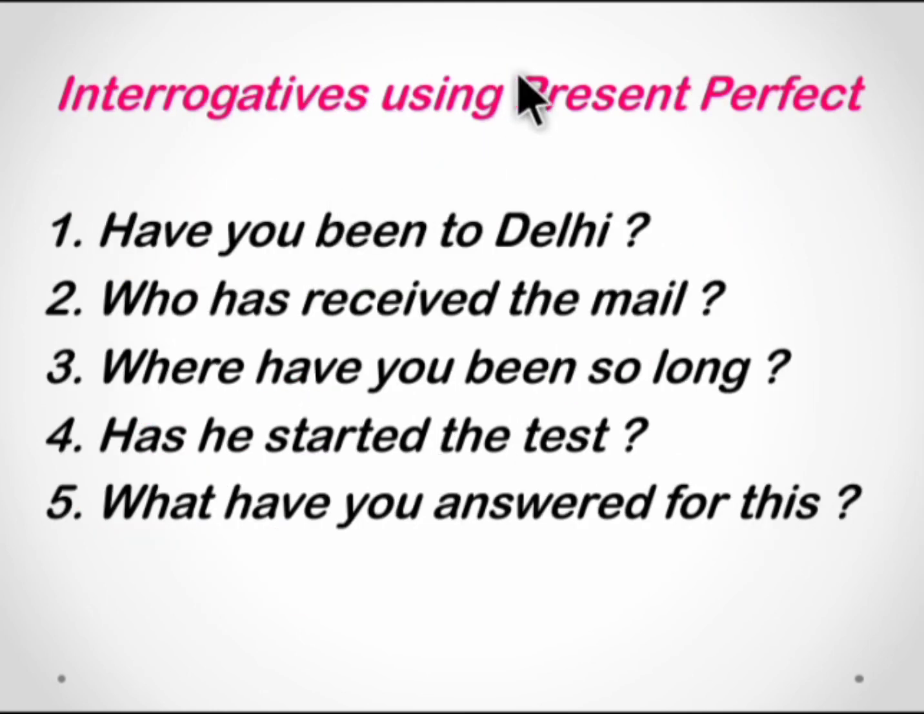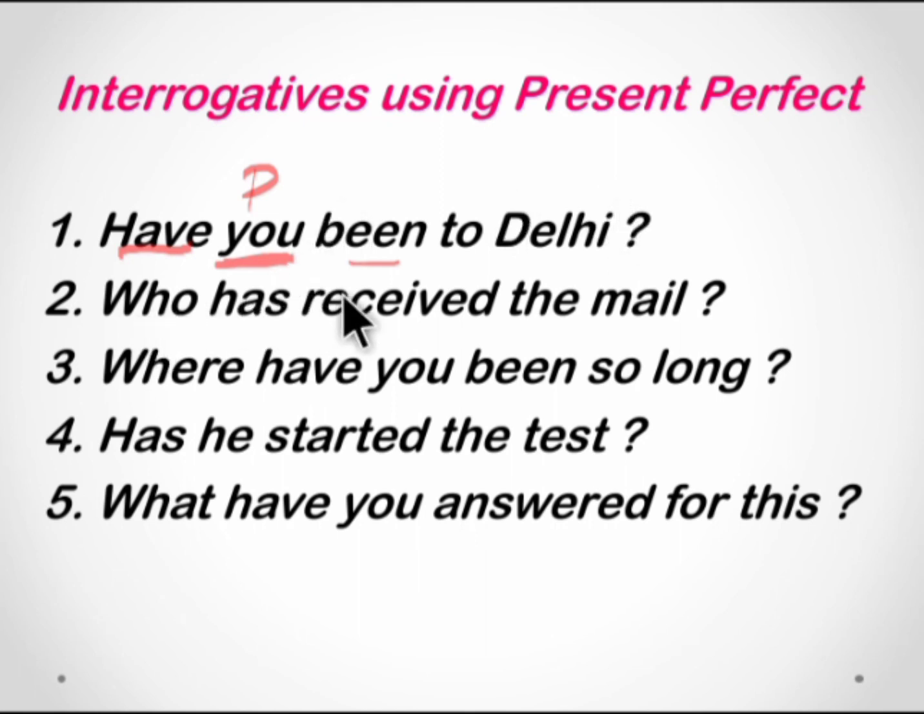Now, how are interrogative sentences formed using present perfect? Interrogative sentences are sentences which ask us a question. Have you been to Delhi? Here, have, because you is a plural subject, so we use have. Been denotes the state of being. This is a yes or no type question. When a question begins with an auxiliary verb, it is a yes or no type of question. Yes or no.